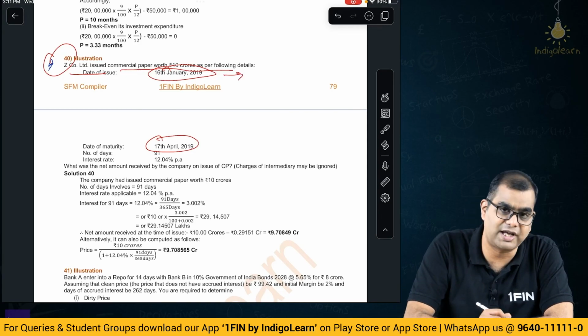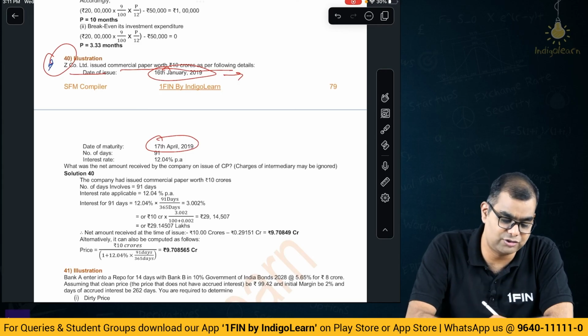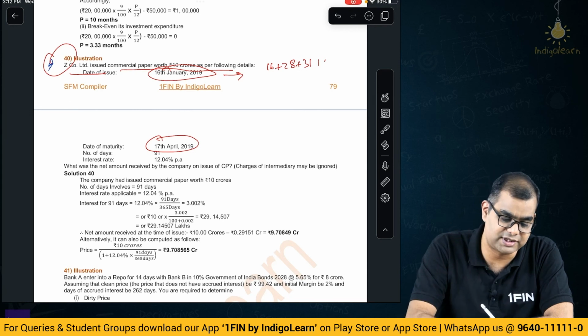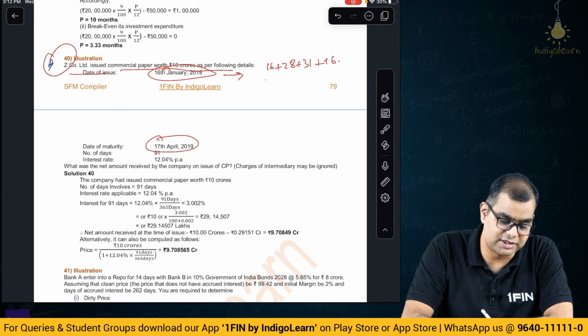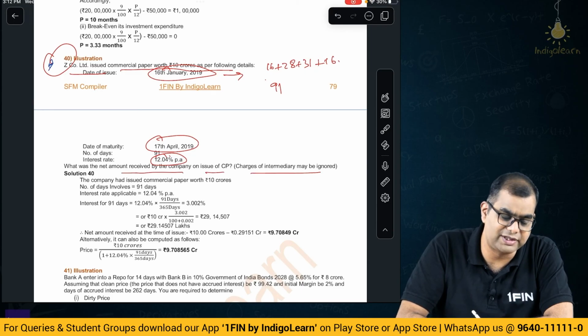So, in 16th Jan, if you got money on 16th, in Jan there are 31 days. So, for first 15 days you didn't have the money. So, you use the money for 16 days in Jan plus 28 days in Feb plus 31 days in March plus you're returning on 17th of April. So, you've used the money for 16 days plus 16 days in April. So, it was 16 plus 16, 32, 32 plus 28 is 60, 60 plus 31 is 91 days. Number of days is 91, see, that is what I got. Interest rate is 12.04%. What is the net amount received by the company on issue of the CP? Charges of the intermediary may be ignored.